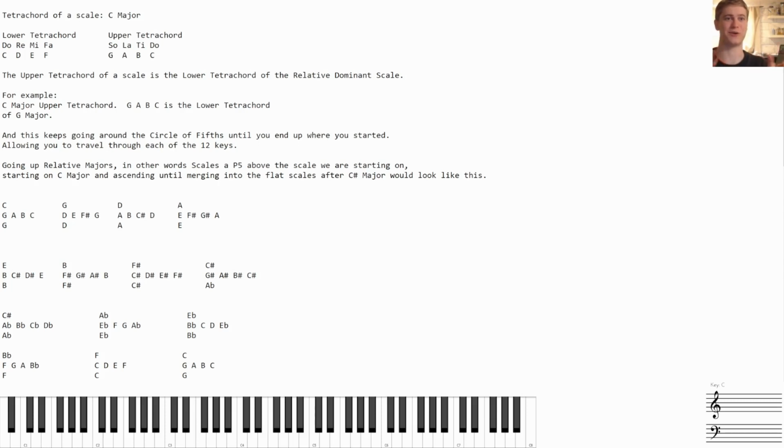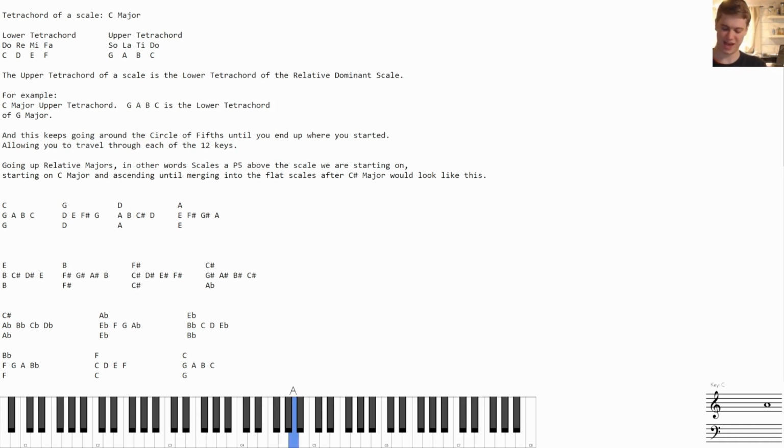Tetrachord. What's a tetrachord? Okay, so it's when you get a scale. We're going to do C major, and you get the first four notes of that scale. That's the lower tetrachord. In other words, it would be do, re, mi, fa in solfege. Then from there, you go up to the fifth degree or sol in solfege, and you go up from there, and that's your upper tetrachord.